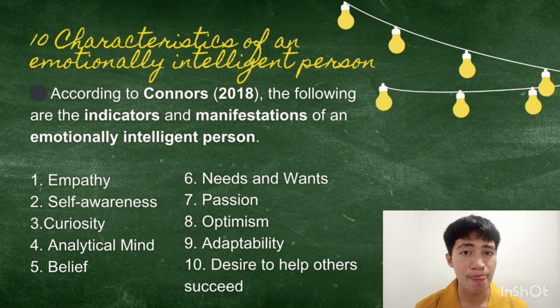Number seven, passion. Passion is a strong energy and excitement that you feel for something you care about. It keeps you motivated and active. An example scenario: you love drawing, so you keep practicing every day and even join art contests for fun.